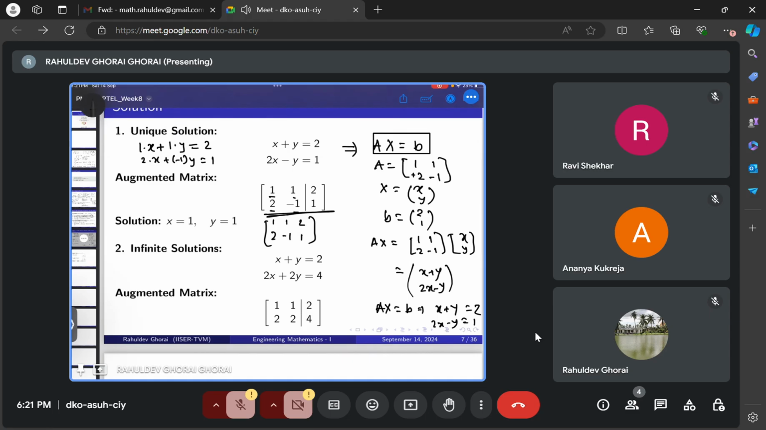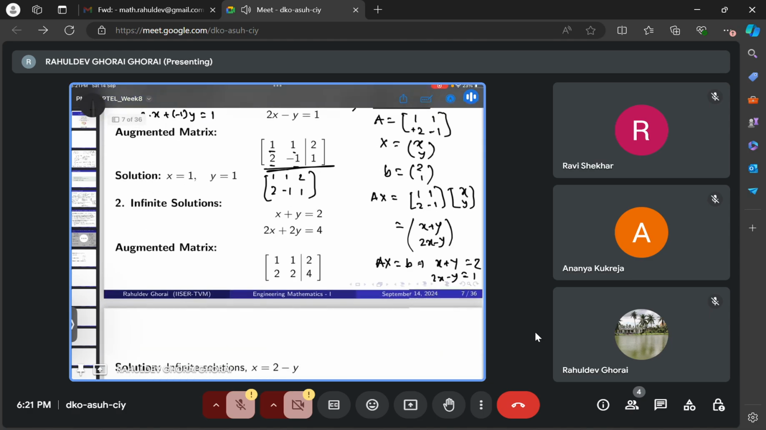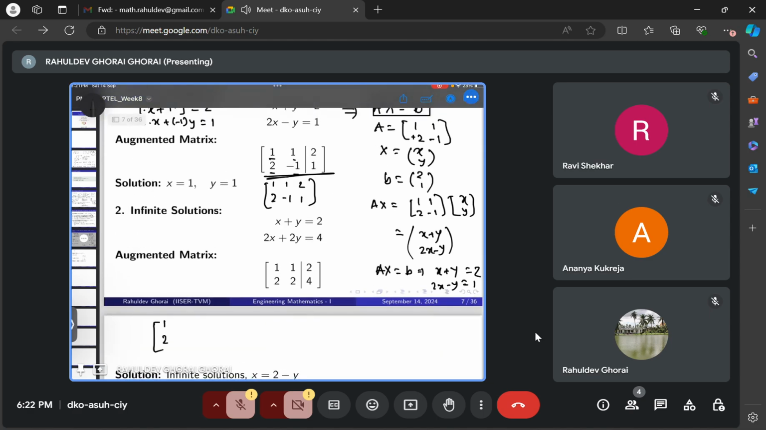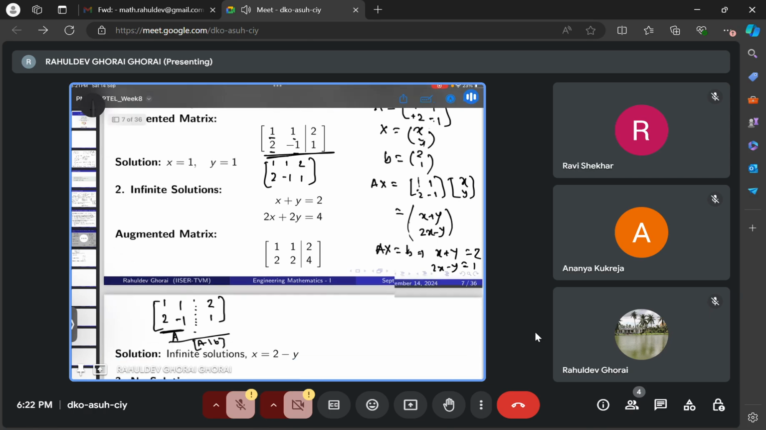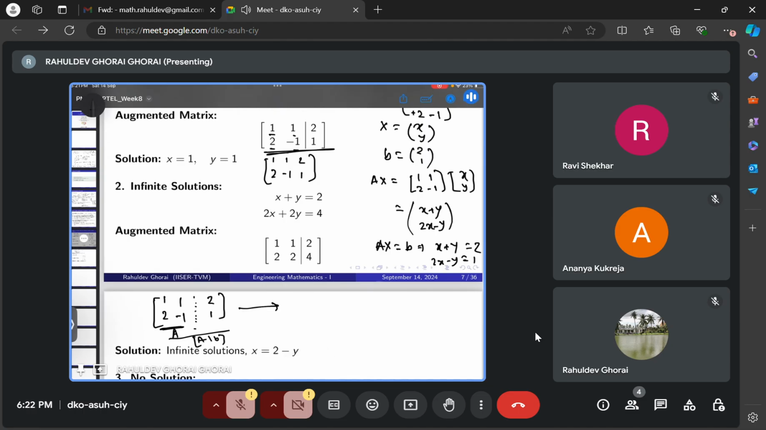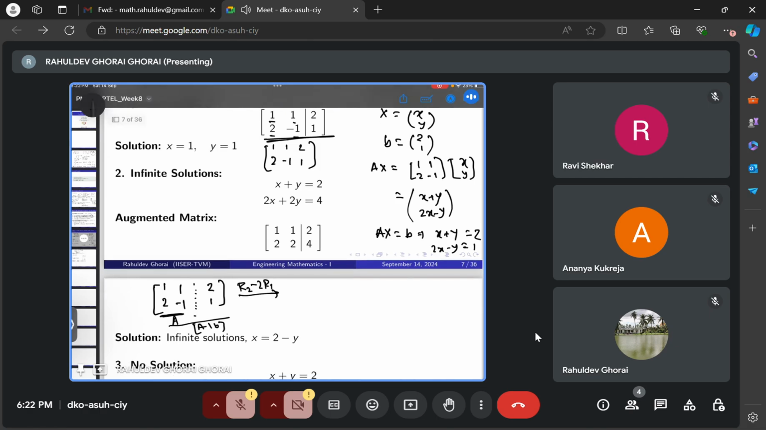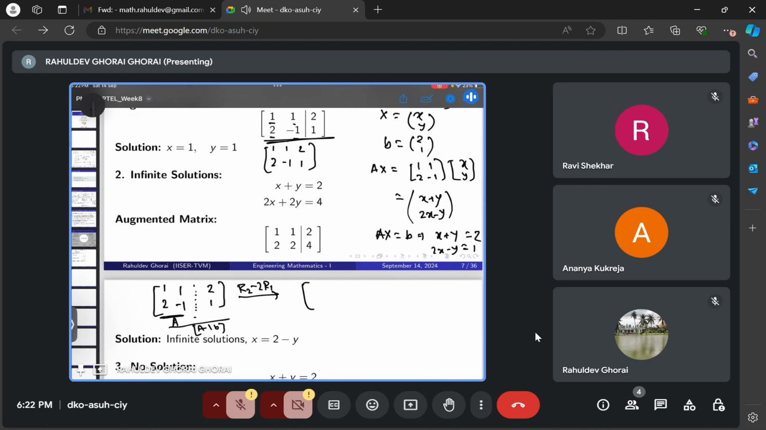Like we usually do, right? Here you see 1, 1, 2, minus 1. Suppose this separation is there, then 2, 1. So this matrix is the A matrix, and the whole matrix is the augmented matrix A separate B. Now if we perform row echelon form, what you will do? R2 minus 2 R1 you have to do, right? Sorry, not 2 R1, half R1, 0.5 times R1.